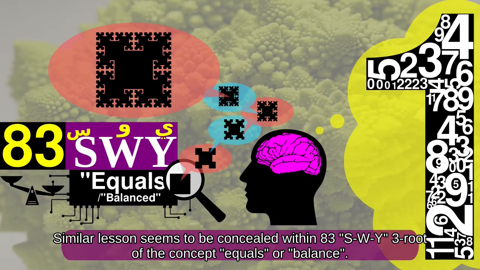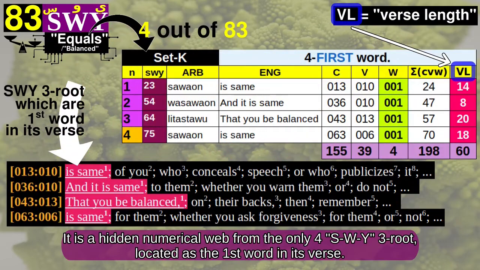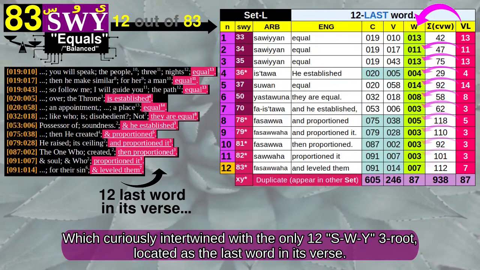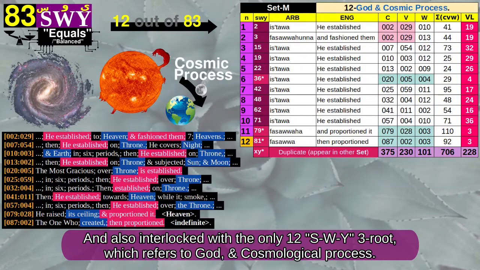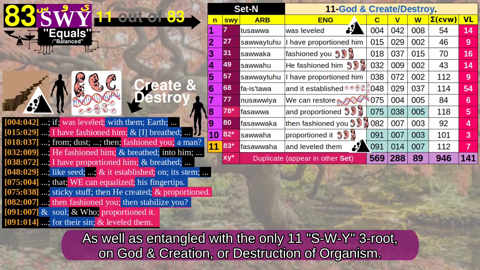Similar lesson seems to be concealed within 83 SWY3 root of the concept equals, or balance. It is a hidden numerical web from the only 4 SWY3 root, located as the first word in its verse, which curiously intertwined with the only 12 SWY3 root, located as the last word in its verse, and also interlocked with the only 12 SWY3 root, which refers to God and cosmological process, as well as entangled with the only 11 SWY3 root, on God and creation, or destruction of organism.